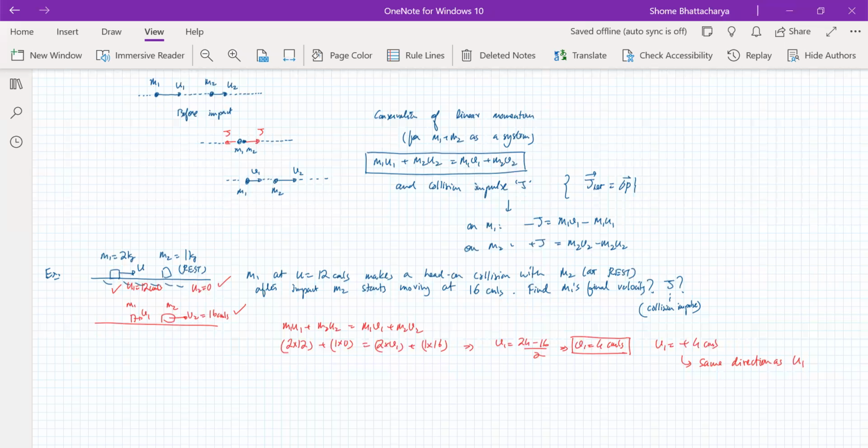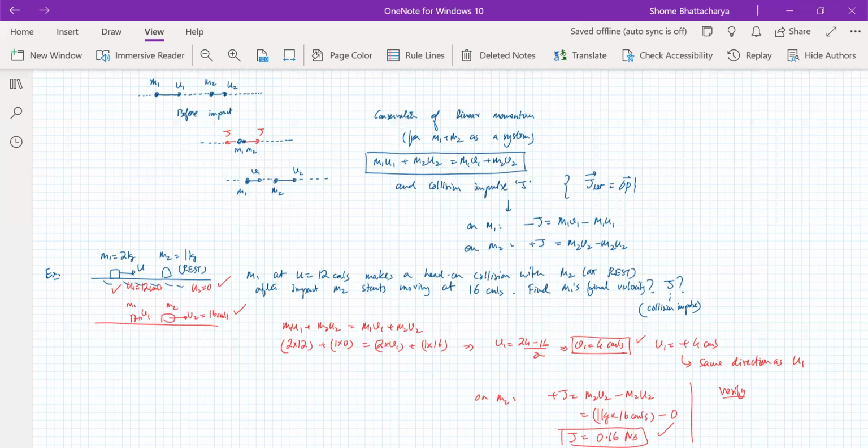Okay, so that's that. Now as far as the impulse is concerned, on m2 the impulse will be plus j, and that is m2 v2 minus m2 u2. So that is 1 kg into 16 centimeters per second minus 0. So 0.16 Newton second.